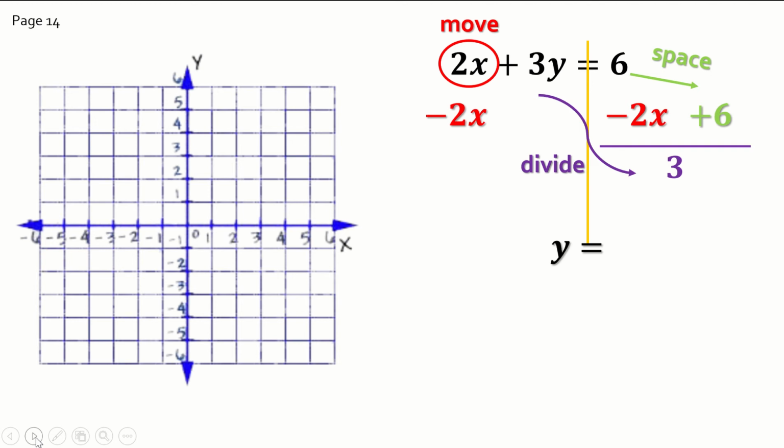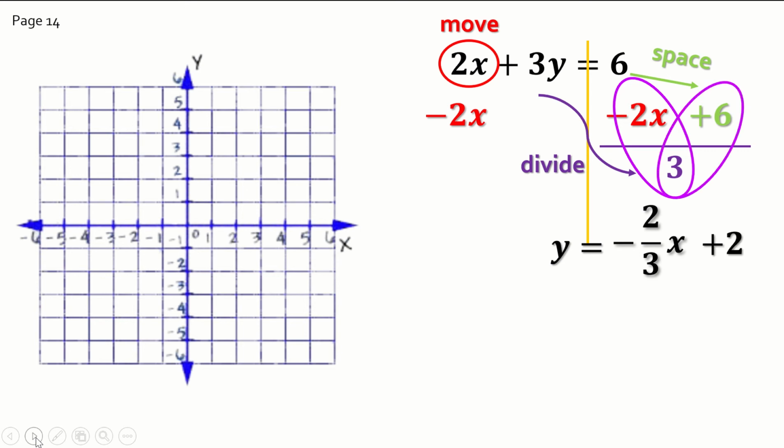Here's our, don't break my heart, negative 2x divided by 3. Well, that's going to still be the fraction negative 2/3 x. And then positive 6 divided by 3 is positive 2. Now the equation is in slope-intercept form: y equals negative 2/3 x plus 2.